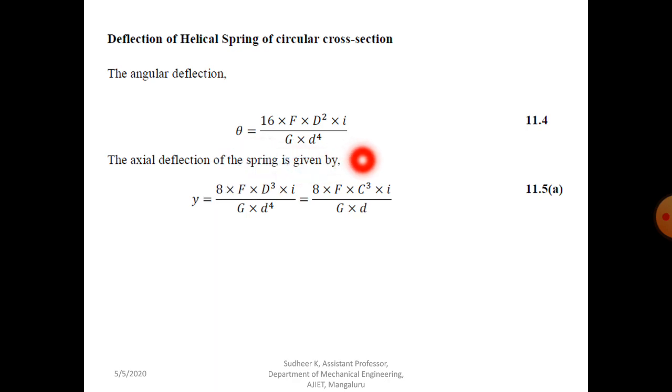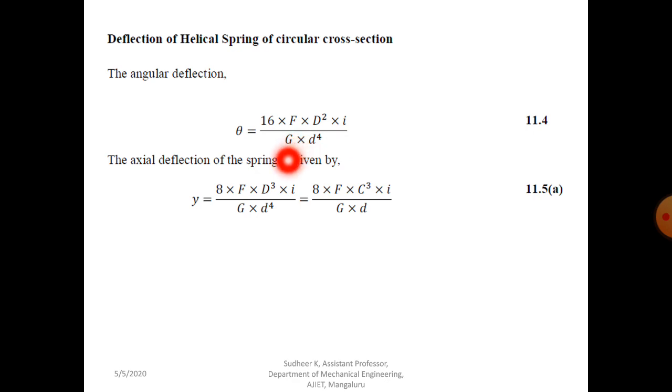Here the torque is nothing but force into radius. The radius is the mean radius of the coil, so torque equals F into capital D by 2. L is the total length of the bar we have to consider, so you have to multiply by the number of active coils in the spring. The active coils are denoted by small letter i. So L is i into pi D, because we have to consider the circumference pi into capital D, divided by J into G.